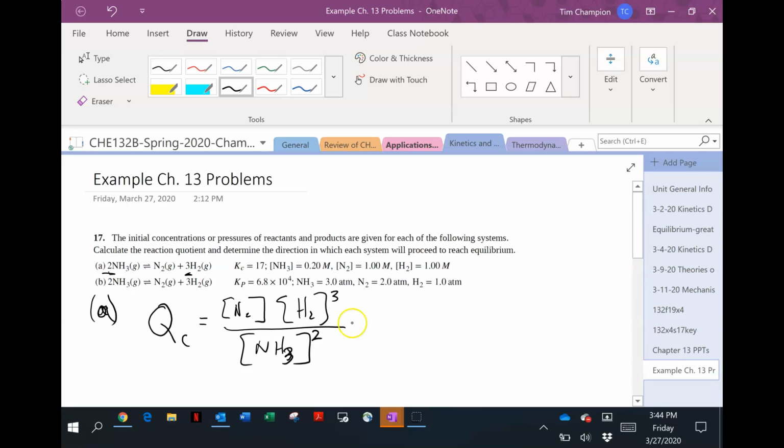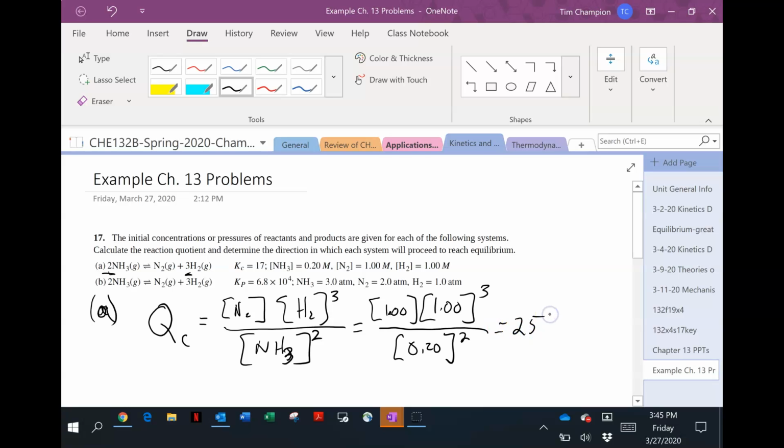And then we're going to plug in our values. So N2 is 1, H2 is 1, that'll be cubed, and then NH3 is 0.20, and that'll be squared. So let me get my calculator out here. I think I can do the top part without a calculator. 1 times 1 cubed is going to be 1. And then I'm going to be dividing that by 0.2 squared. So that gives me a value of 25.